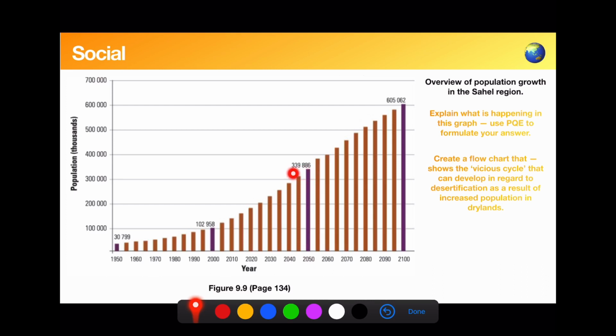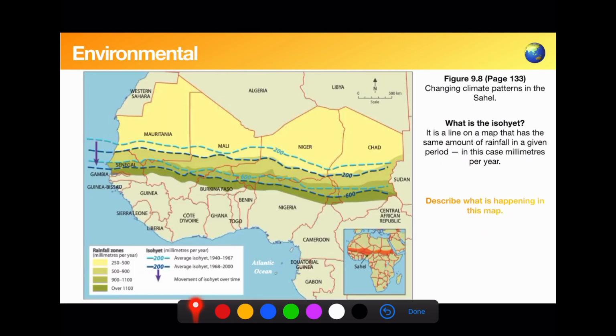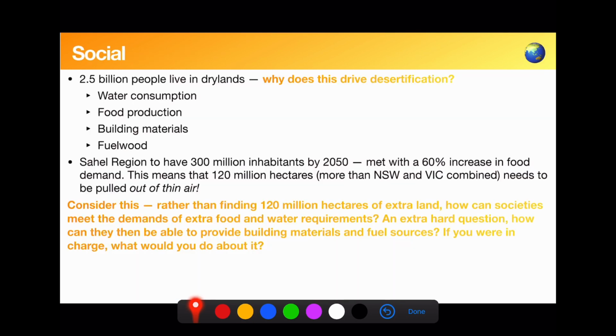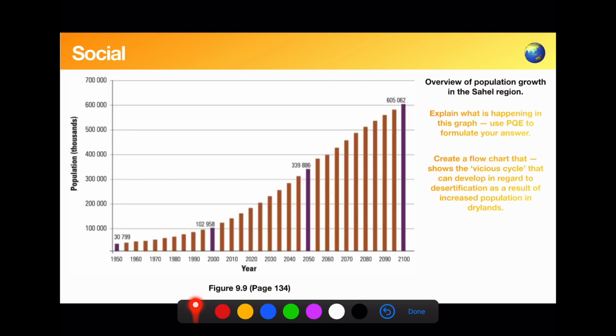Here it says 339,886,000 people in the region. Look at this, in 80 years, they're expecting over 500 million people living in the Sahel. Remember, the Sahel is this region here, okay? Crazy. Now, explain what is happening in this graph, please. Use your PQE to formulate your answer.